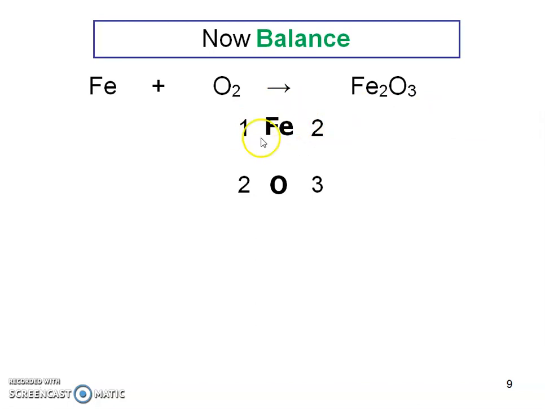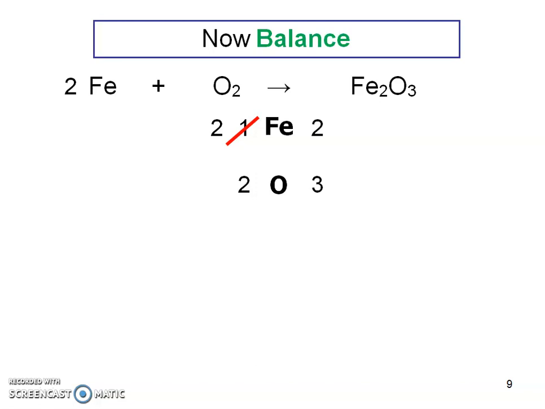So we're going to start at the top of the list, and we're going to put a 2 coefficient, and that's going to change our iron. Woohoo! But this is one of those weird ones, right? There's nothing times 2 to give me the 3, and there's nothing times 3 to give me the 2. So we're going to do that lowest common multiple.